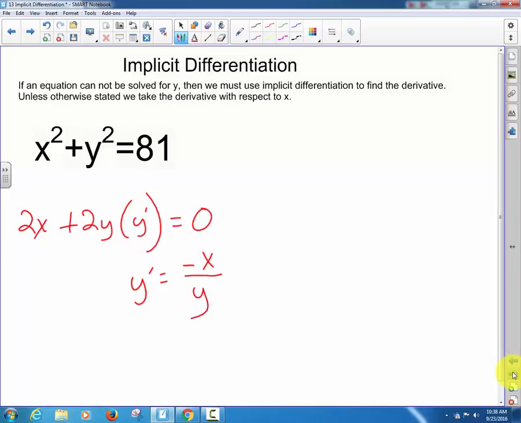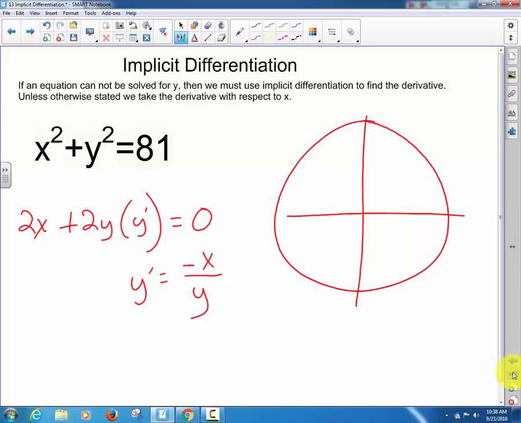Does anyone know what the graph of x squared plus y squared equals 81 looks like? X squared plus y squared equals 81 is a circle. The radius on this is 9. So now, does this make sense? If we were talking about the slope at this point, this is the point 0 over, 9 up. The slope looks like it should be 0. If we put 0 over 9, we get 0 out of that. What do you think the slope should be right here? Just looking at it graphically, what do you think it should be? Undefined. So if we put 9 over 0, we get undefined.